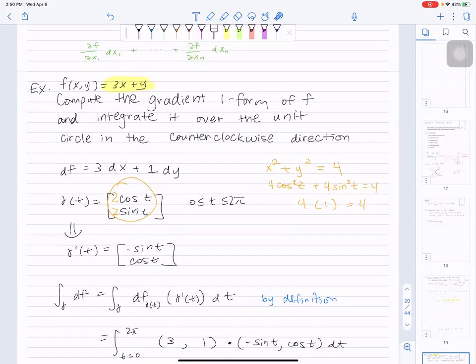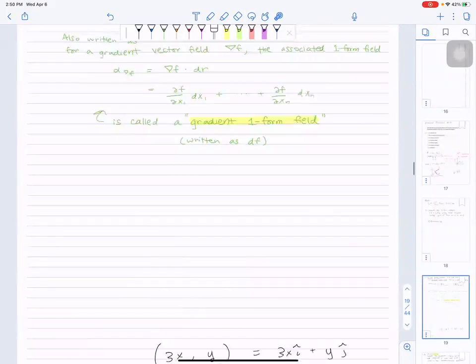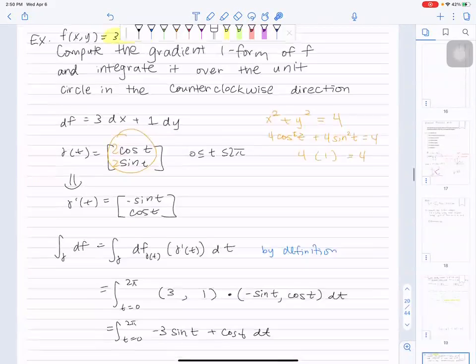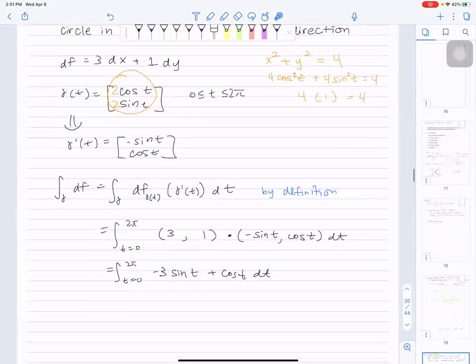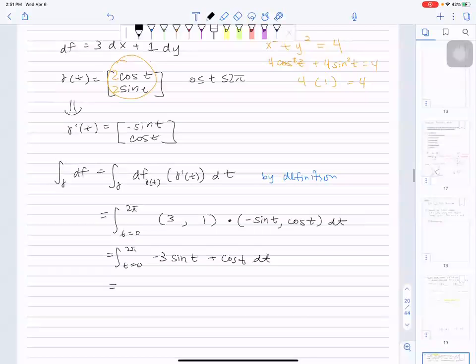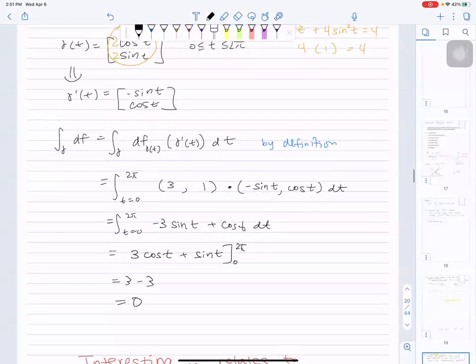Can you scroll up? What's the answer? We haven't finished. So we could continue integrating. You get 3 cosine t plus sine t from 0 to 2 pi, or you get 3 minus 3, which is 0. This 0 is very interesting, the fact that we got 0. Why is it interesting? Well, we'll see in a bit. It relates to a certain theorem.